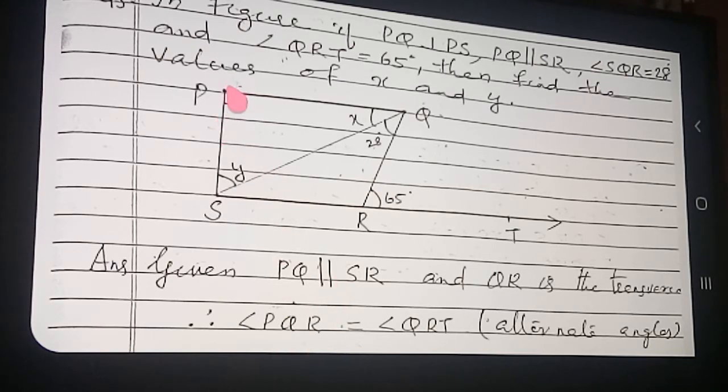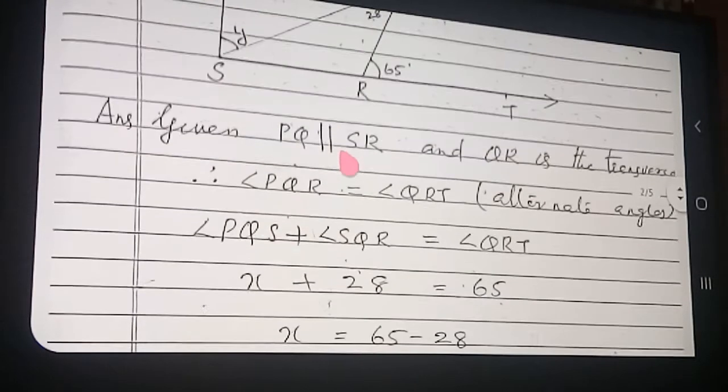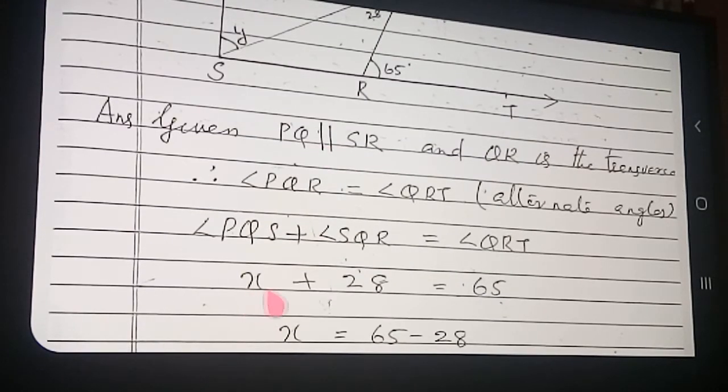So angle PQR and this angle QRT are what type of angles? Alternate angles. Clear? So in the place of PQR, what I have written? This angle is split and written, so that its value is written as X plus 28 is equal to 65. Then we found out the value of X.